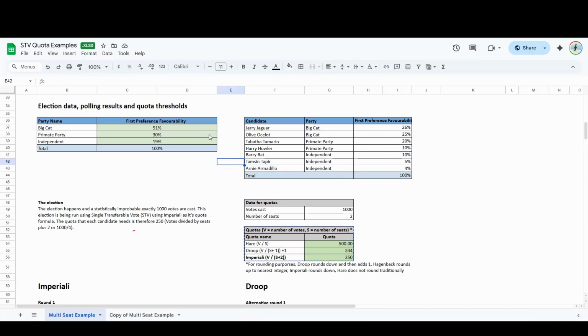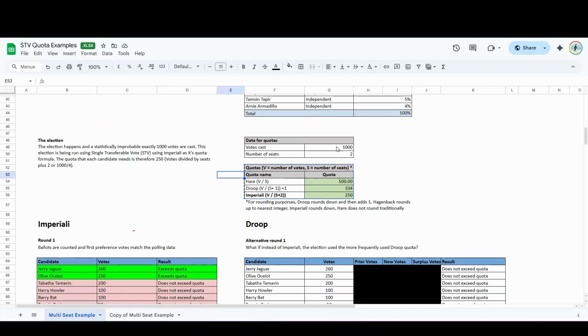Now, because in this instance Big Cat have 51% of first preference favourability in this poll, they're fairly confident. They're not going to engage in any kind of tactical voting. They just go ahead with it. And also, weirdly, they announced that this was the voting system that they were going to be using just before polls opened. So no one else really had any chance to react to that. I know that sounds crazy. That wouldn't happen in a real election, but it's happened here.